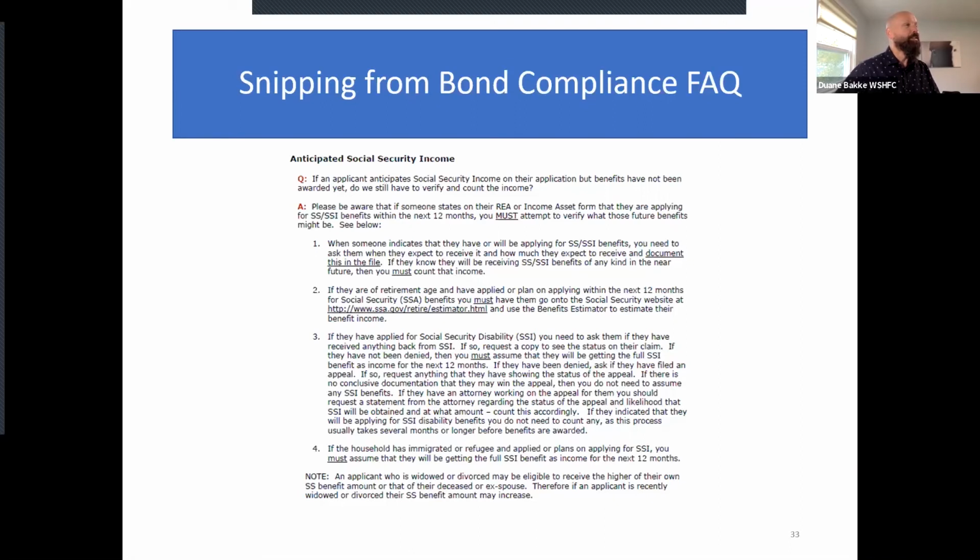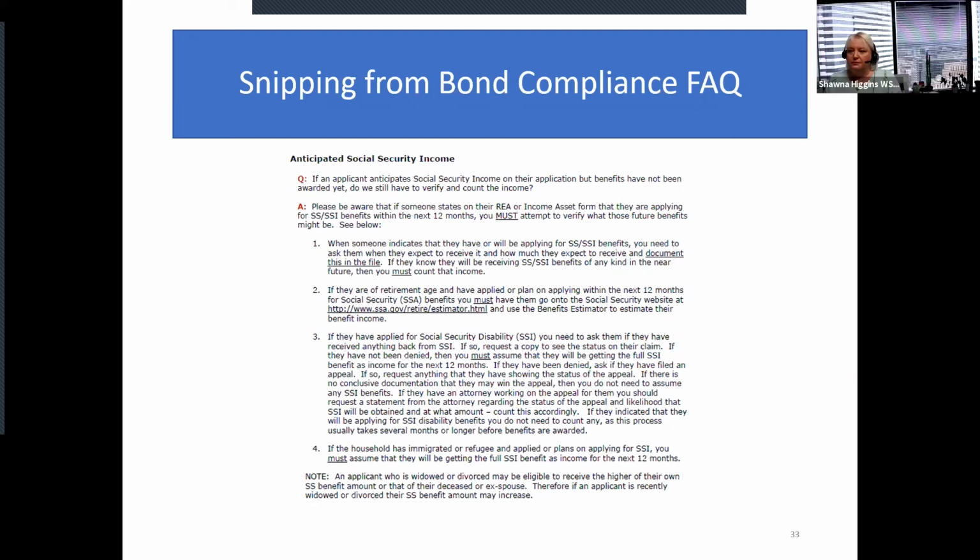If an applicant anticipates Social Security income on their application, but benefits have not been awarded, do we still have to verify and count the income? Answer: Please be aware that if someone states on their REA or income asset form that they are applying for SS or SSI benefits within the next 12 months, you must attempt to verify what those future benefits might be. Number one, when someone indicates they have or will be applying, you need to ask them when they expect to receive it, how much they expect to receive, and document this in the file. If they know they will be receiving Social Security or SSI benefits of any kind in the near future, then you must count that income.